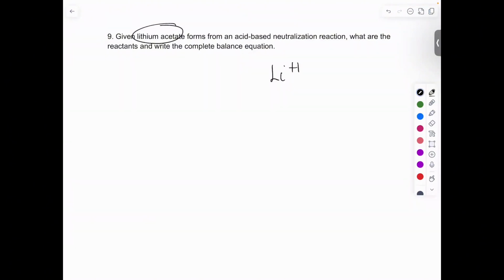Li plus 1. Acetate is C2H3O2 minus 1. All right, we can put those together. They're plus 1, minus 1. We don't need to add any more subscripts, right, to balance out this particular formula. Now, we do have to know that in an acid-base neutralization, we get the salt. We also get the water, right? We have H and OH.